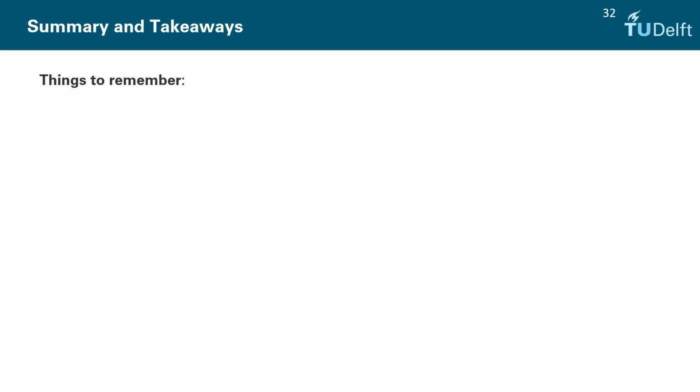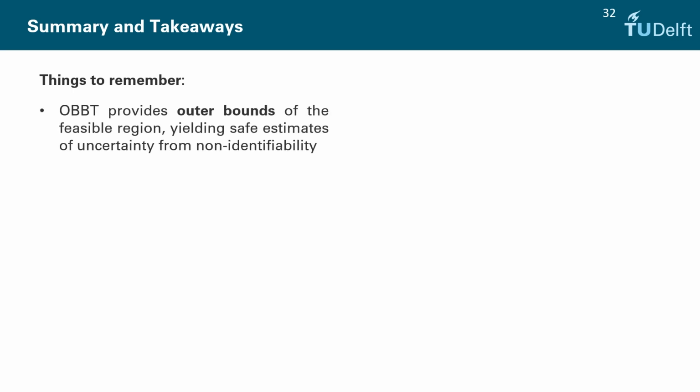If you want to take some things away from this talk, I hope it will be the following. The first one is that optimization-based bound tightening provides safe outer bounds on the feasible region, which basically gives us safe, conservative estimates of uncertainty arising from non-identifiability, which I believe is one of the greatest sources of uncertainty in groundwater models.